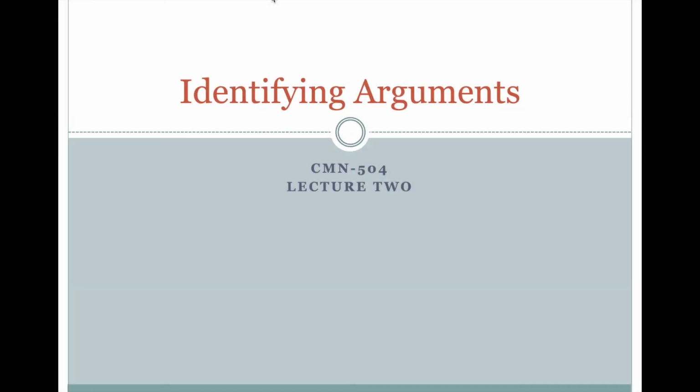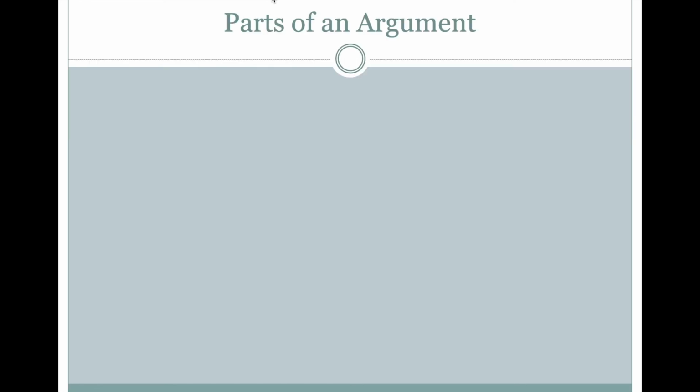So now we'll continue our introduction of some of the basic vocabulary for studying argumentation. And I want to focus today on identifying arguments. That is, when we look at public discourse, whether spoken discourse or written work, how do we know that we're looking at argument? So there are parts of an argument, and we want to be able to identify those parts.